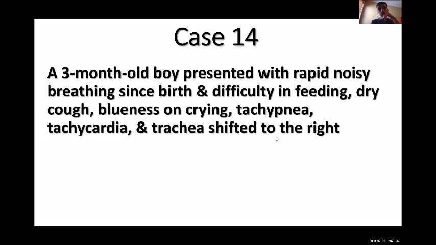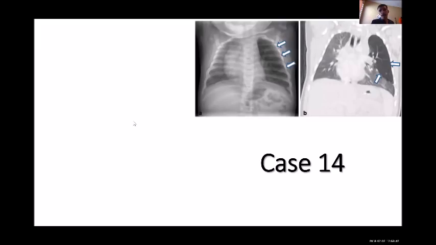Okay, so a 3-month-old boy presented with rapid noisy breathing since birth, difficulty in feeding, dry cough, and he became cyanotic, or blue, when he cried. Tachypnea and tachycardia, and there is a tracheal shift to the right on the exam. And this is the X-ray. Can you please comment and don't keep quiet? Comment, there will be no punishment, there will be no mark.